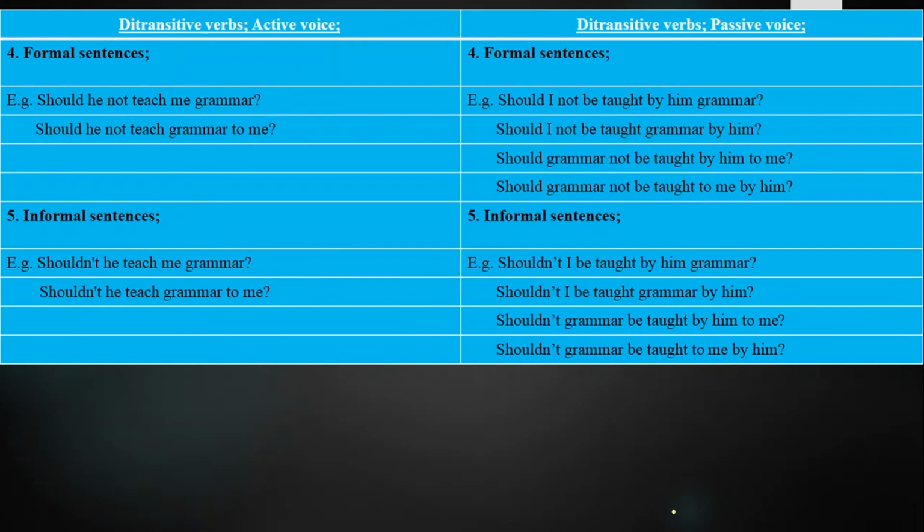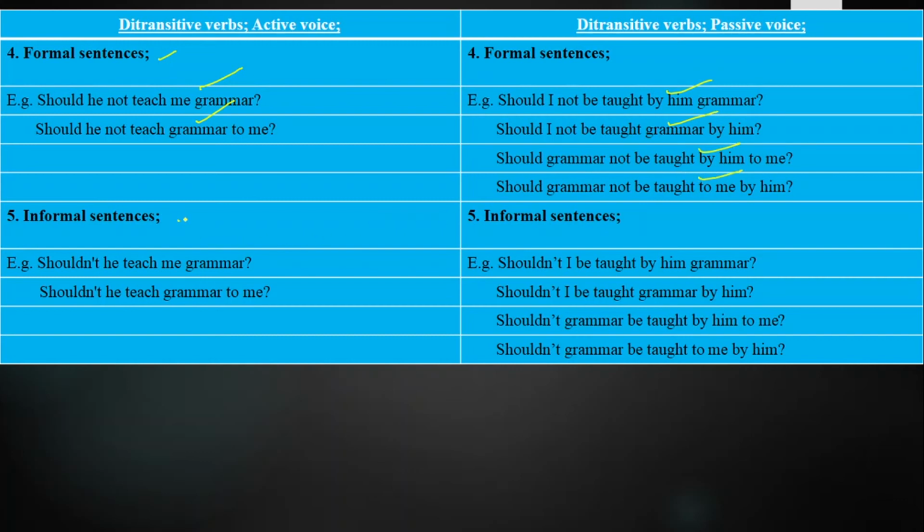Now we will discuss the formal sentences of modal auxiliary verb should. Should he not teach me grammar? Should he not teach grammar to me? Should I not be taught by him grammar? Should I not be taught grammar by him? Should grammar not be taught by him to me? Should grammar not be taught to me by him?